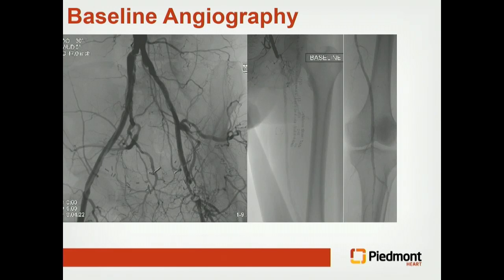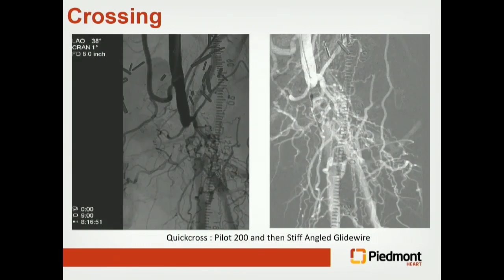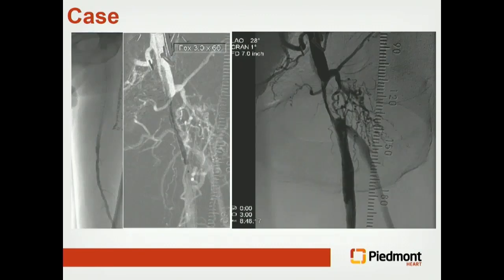This is your baseline angiogram. Looking at the left CFA, it is completely out. Again, the patient is refusing surgery, so we were able to cross here using a Pilot 200 with a coronary technique for the proximal cap, and then a stiff angle Glidewire for the distal cap. This is with low pressure balloon angioplasty. You can see what you're dealing with.